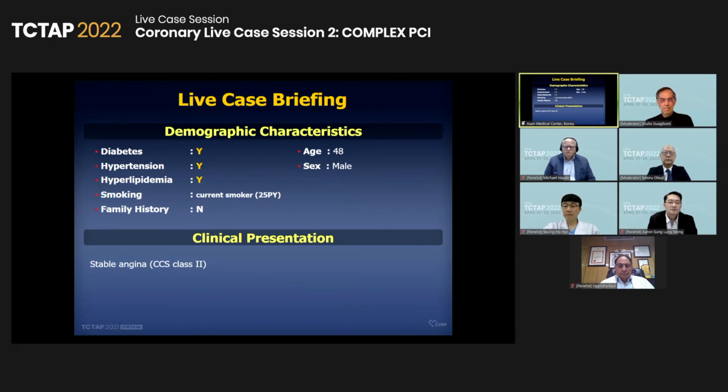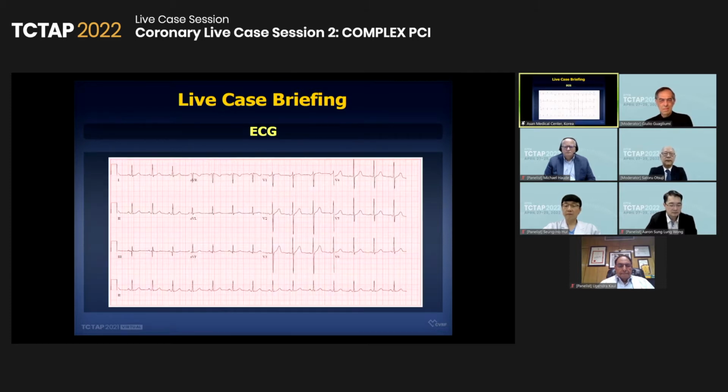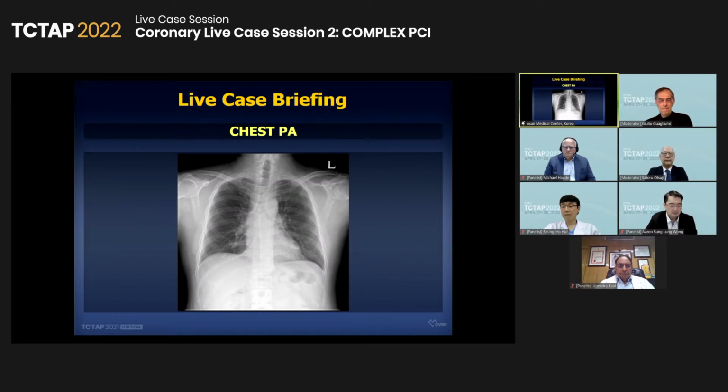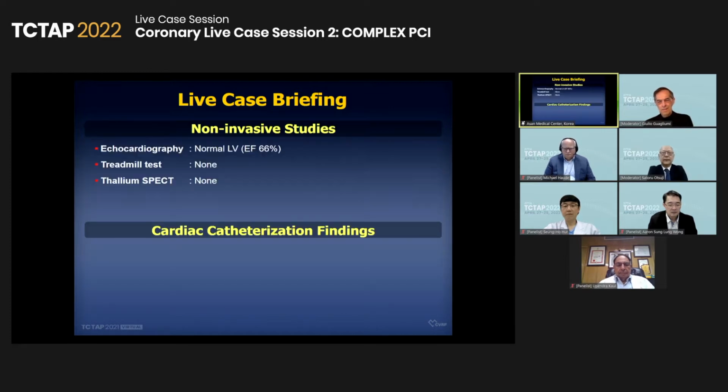He had risk factors including diabetes, hypertension, and hyperlipidemia, and he is a current smoker with a 25-year smoking history. The clinical presentation is stable angina. The electrocardiogram showed normal sinus rhythm without ST change. The chest radiograph showed no evidence of cardiomegaly or pulmonary edema. Non-invasive study, echocardiography, showed a normal ejection fraction.